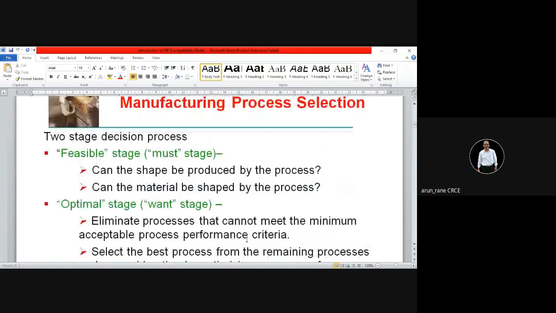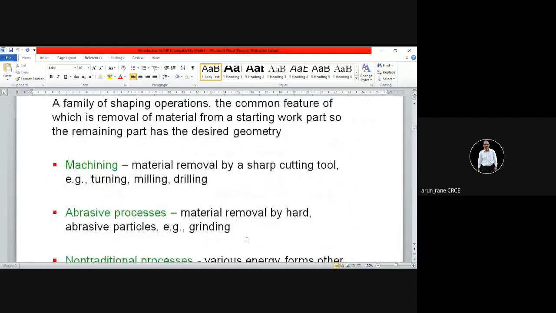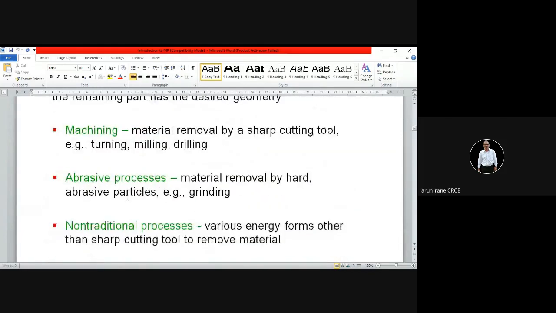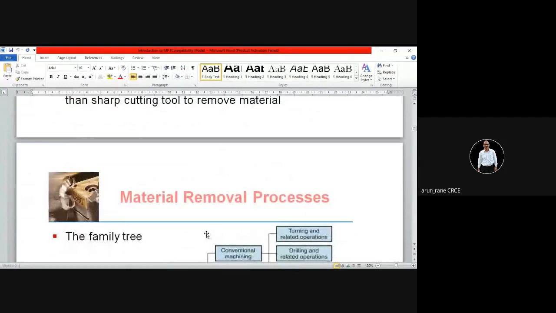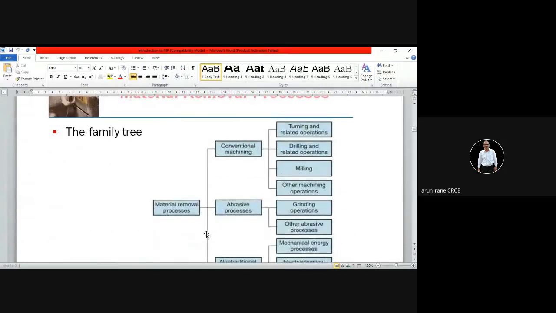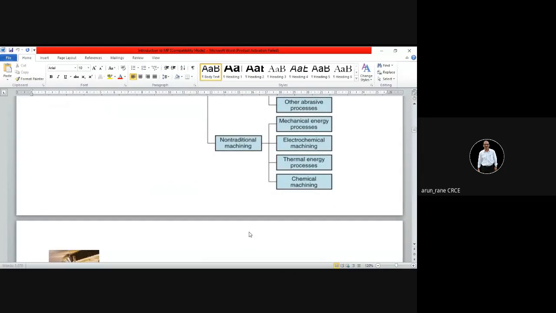So whatever the important slides are there, that only I will keep, and the rest of the slides I will delete. You have some important things like abrasive process and non-traditional process. Abrasive means grinding. Non-traditional means you are using energy in the form of heat or vibrations or in the form of a laser. Again, material removal process, so this slide is important. Material removal, that is chip removal process, is classified into different types, like conventional machining, abrasive process, and non-traditional machining. So this slide is also important.